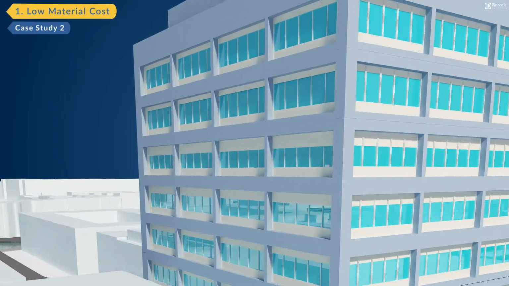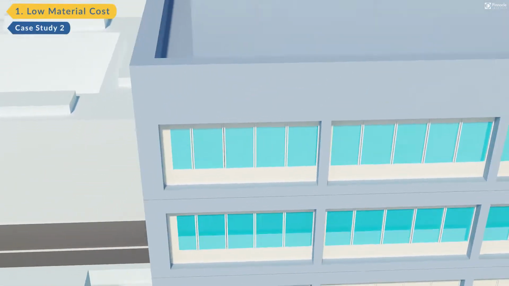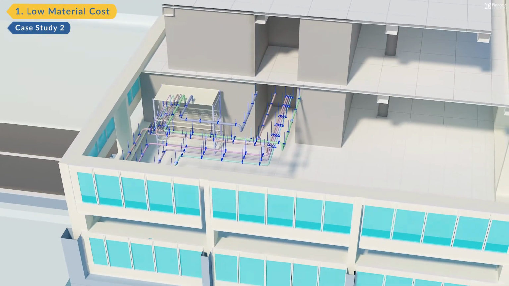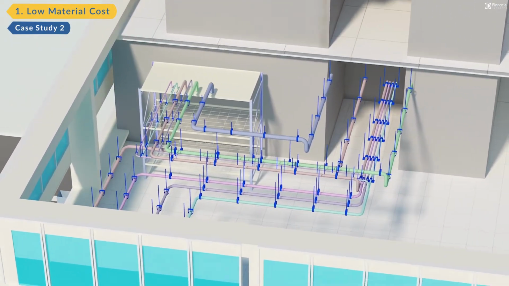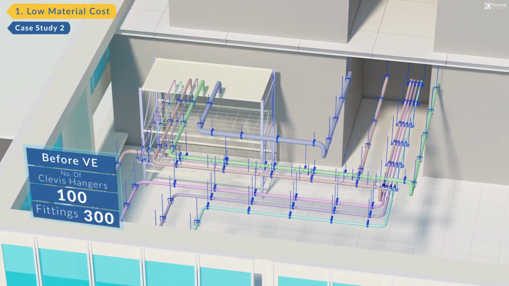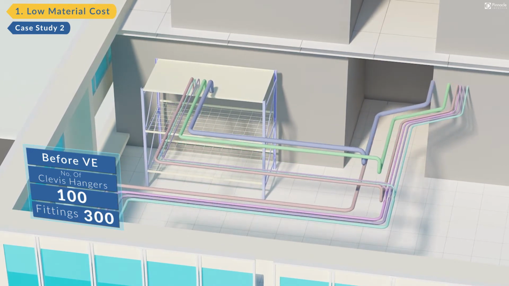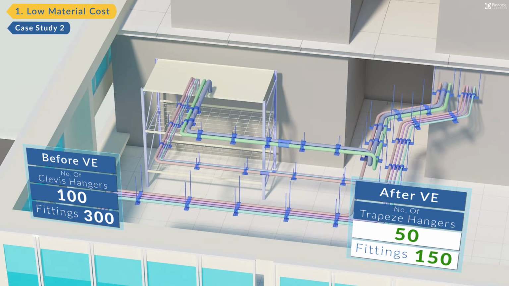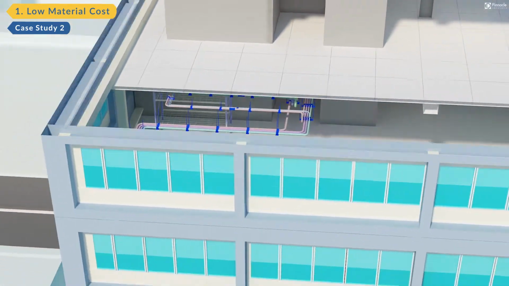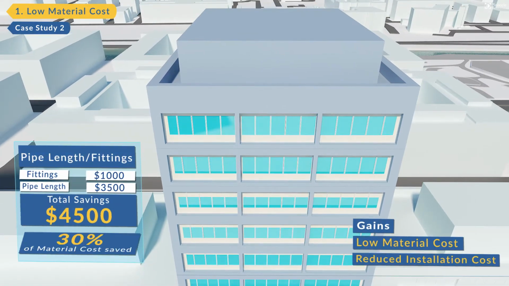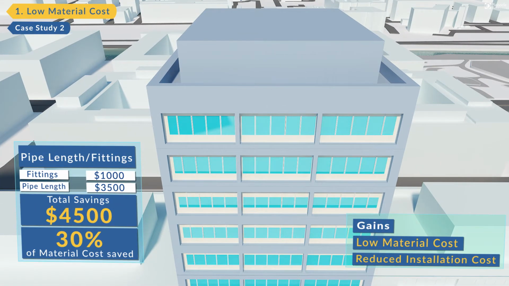This is an 18,000 square foot residential building. As per the IFC, the rack had 100 clevis hangers and 300 fittings. After VE, the pipes were organized and trapeze hangers were replaced with clevis hangers. This reduced the number of hangers to 50 and fittings to 150, resulting in low material and installation costs.